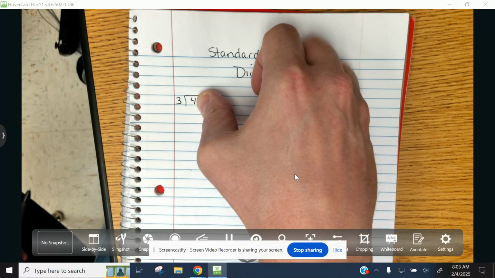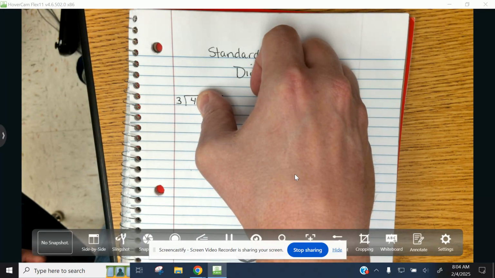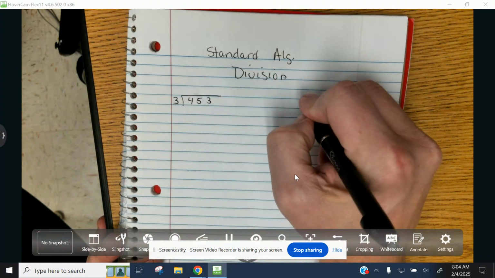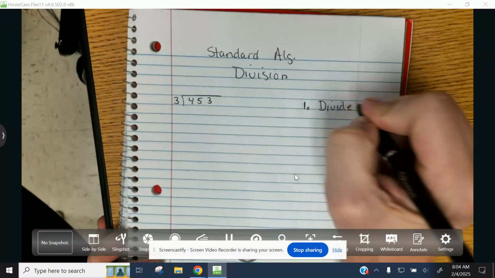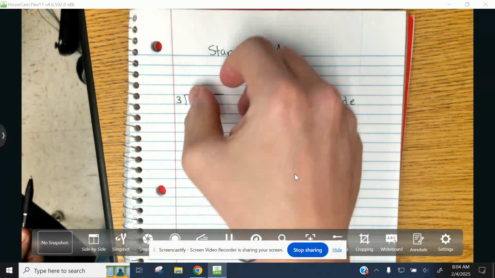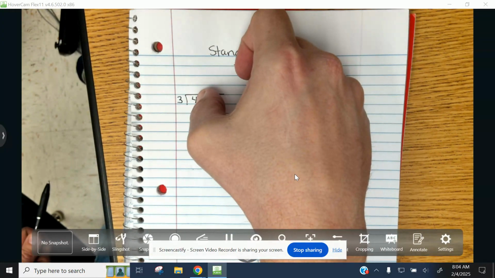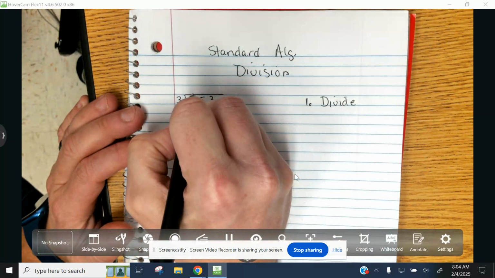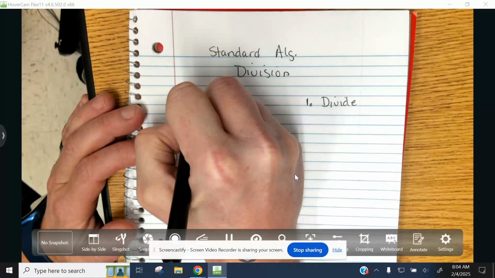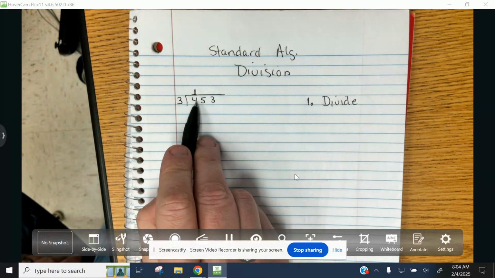And then your answer is yes. So then you say, well, how many times can 3 go into 4? That's called dividing. So your first step is to divide. Okay, so you're going to divide. Cover it up. Ask yourself, how many times can 3 go into 4? 1 time. So since it's 1 time, you're going to put a 1 right there above the 4.